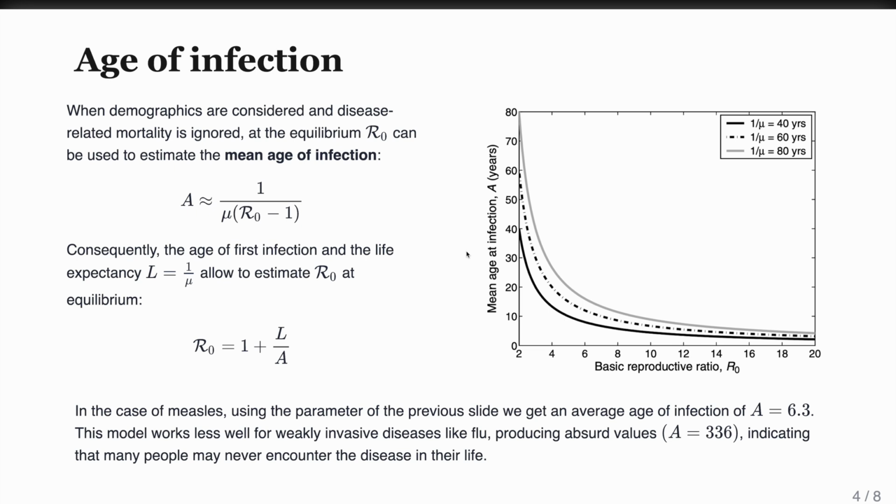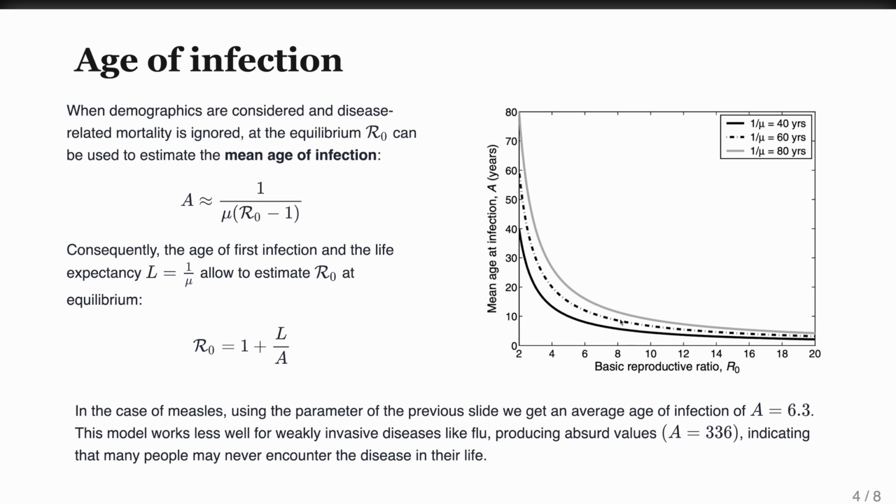The consequence of the endemicity is that we can estimate the mean average of infection given the R0. You can see here that it's pretty simple to calculate the mean age of infection with this formula. So the mean age is equal to 1 over the mortality rate multiplied by R0 minus 1. And from this formula, it's easy to notice that the age of infection, that is the age in which a person on average encountered the pathogen for the first time in their life, decreases as R0 increases, because R0 is at the denominator.